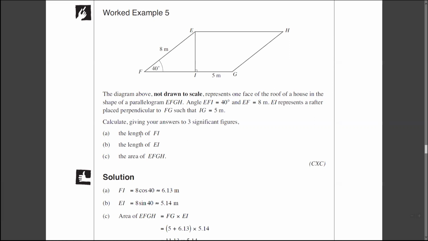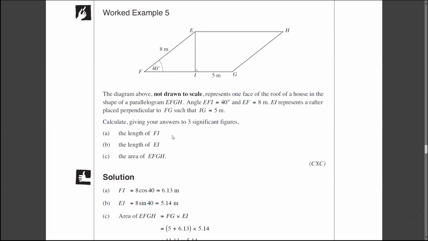And then you have EI represents a rafter placed perpendicular to FG. No problem, such that IG is 5. So this is just describing all what's going on up here. So calculate, give your answer to 3 significant figures, the length FI. So in this triangle here, you have your hypotenuse, you have to find the adjacent, so relate the adjacent and the hypotenuse, that's cosine, adjacent over hypotenuse.